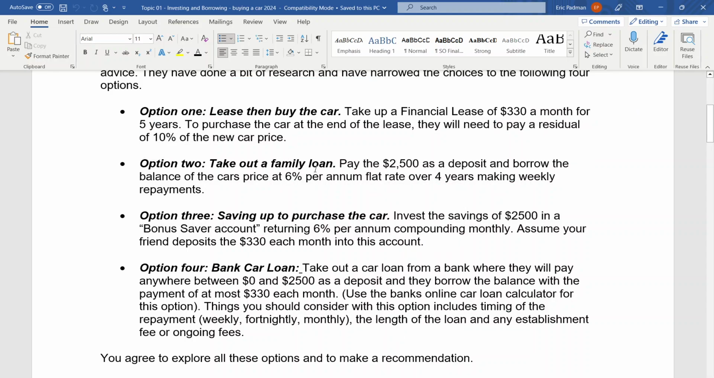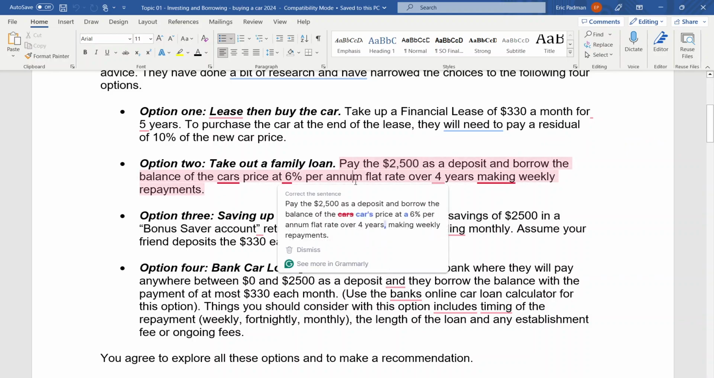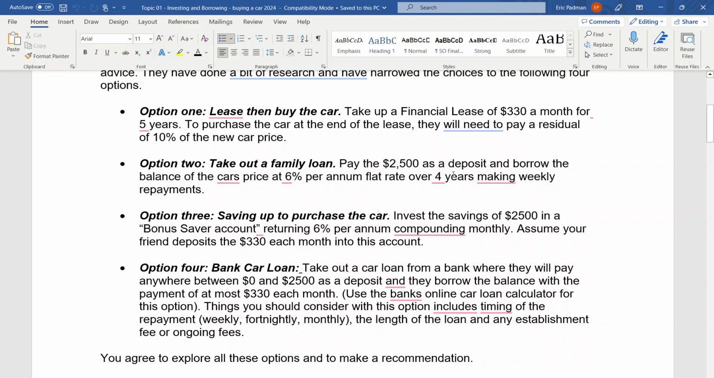Okay. All right. Option 2, take out a family loan. So the conditions are you'll pay a deposit and borrow the balance of the car's price at 6% per annum, flat rate, for 4 years, making weekly repayments. All right. Option 3, saving up to purchase the car. Invest savings of $250 in a bonus saver account, returning 6% per annum, compounding monthly. All right. Assume your friend deposits the $330 each month into this account. All right. The last one is using a car loan repayment. So you're looking at the private market, see what's available for you.